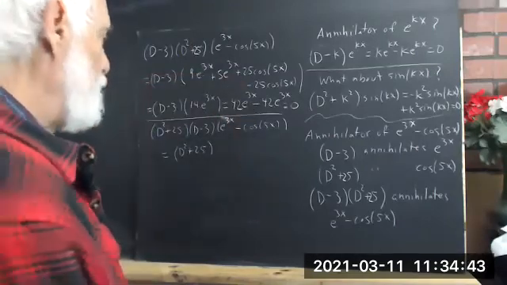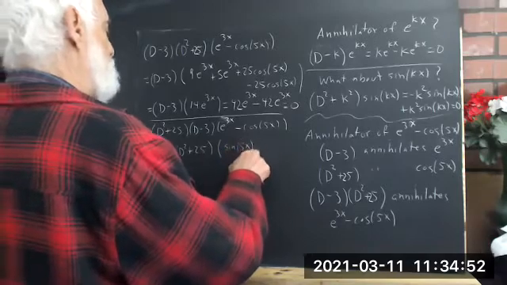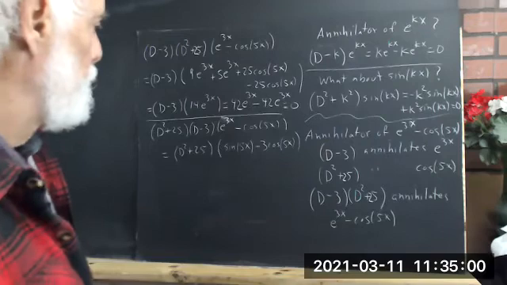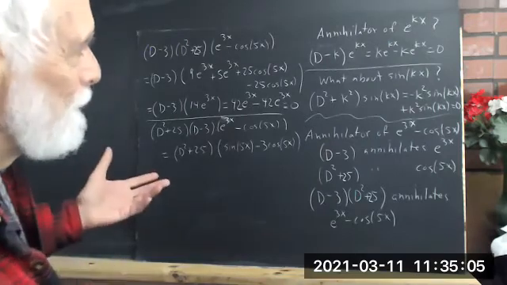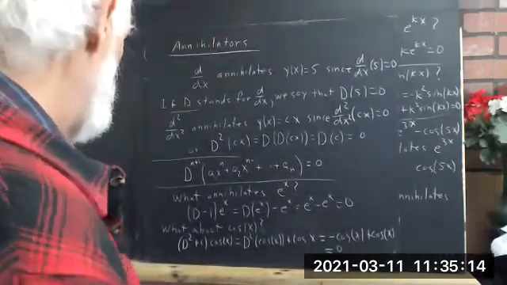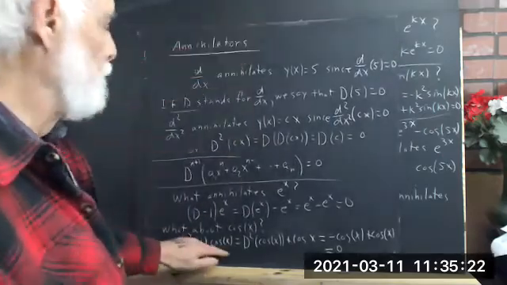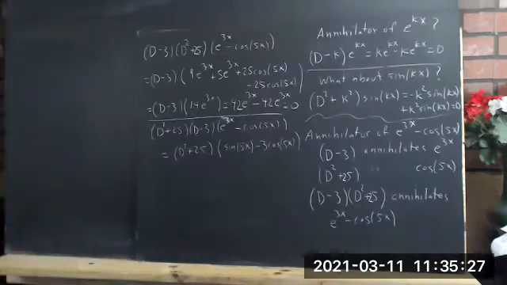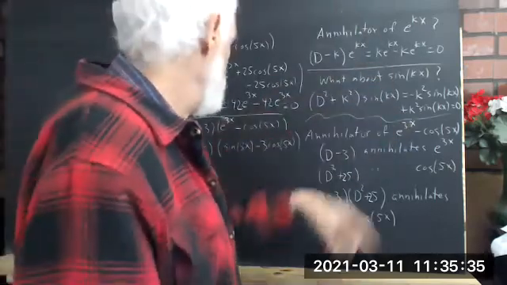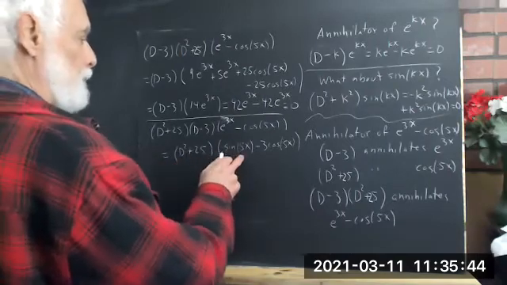D minus 3 on the cosine of 5x gives us what? And actually, this is instructive. This gives us sine of 5x minus 3 cosine of 5x. Well, if you remember what we said back here, d squared plus 1 annihilates cosine. And the same thing would work if you had a sine here. You can work that out, it's very easy. Here's a sine of kx, and it's annihilated by d squared plus k squared. So the point is, this annihilator works on the sine of 5x or cosine of 5x.